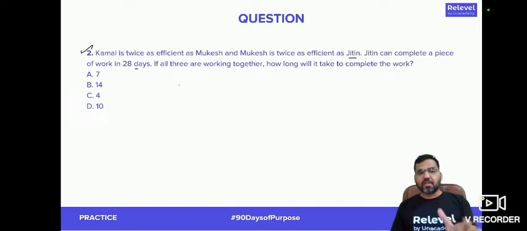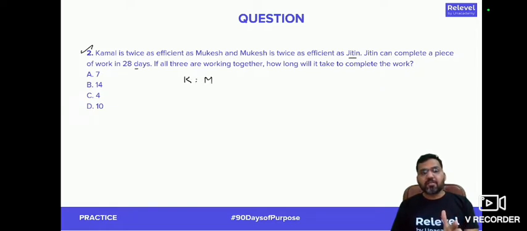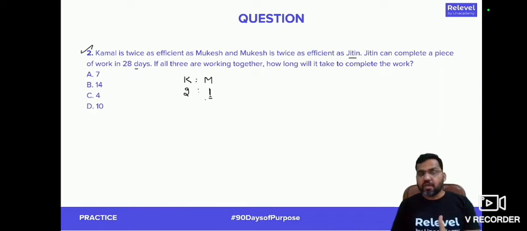First, let's talk about efficiency. What is the meaning of efficiency? When I say that Kamal is twice as efficient as Mukesh, twice as efficient means more powerful, more efficiency. It means if Mukesh is eating one chocolate in a particular time, in that same time Kamal can eat two chocolates. That means Kamal is twice as efficient as Mukesh. Or you can say that if Mukesh is doing 1 unit of work, in that same time Kamal is doing 2 units of the work.